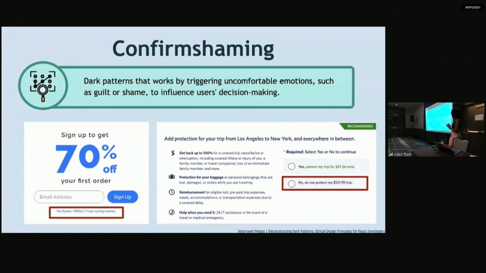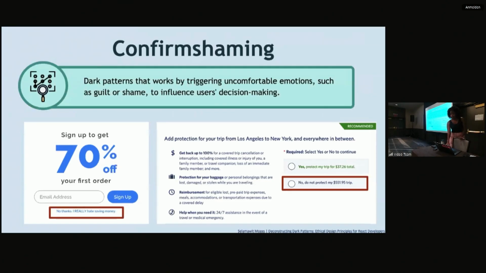These two here, I won't name any names of where I got this from, but this was out in the wild. Something like, no, don't protect my $600 trip, or don't protect my $800 trip. Or something like over there, no, thanks, I really hate saving money. Maybe they won't use these exact words, but something like this, where it's like, okay, obviously I like to save money. Obviously, this isn't a good feeling, right? This is called confirm shaming, making you feel guilty about the decision you want to make.